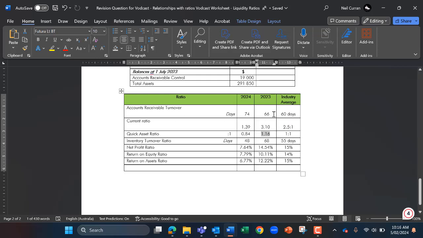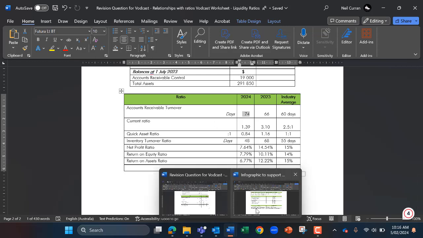Accounts receivable ratio has gone from 66 days for debtors to actually pay their accounts to 74 days. So you traditionally want this as a business around the 30 to 40 day mark. So this increase again is showing a glaring issue of lack of liquidity going into the business.